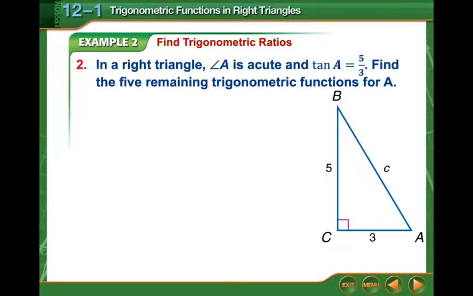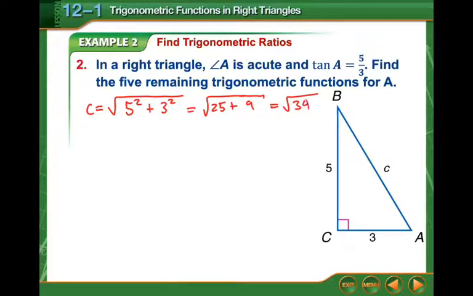Or we can just start using C as it is and leave it there, but probably want to go ahead and use the Pythagorean theorem to find out what C is. So to find C using the Pythagorean theorem, I'm going to solve it for C, and that's going to be the square root of 5 squared plus 3 squared, which is the square root of 25 plus 9, or the square root of 34. I'm just going to leave it as the square root of 34.